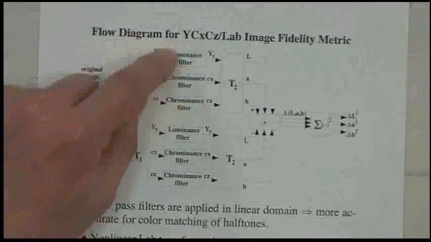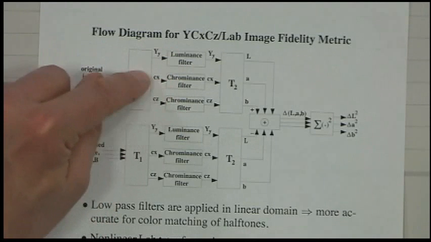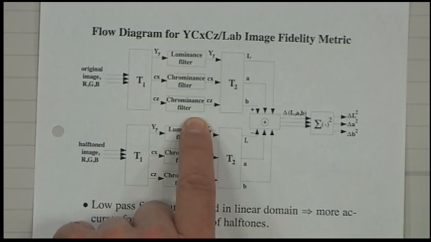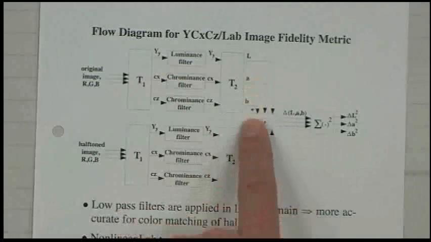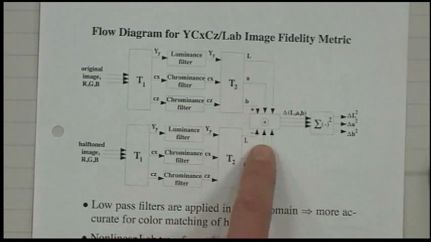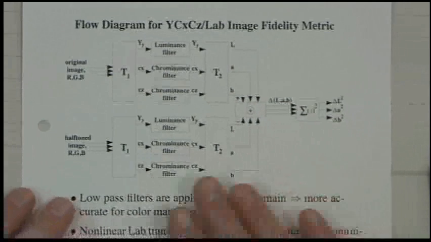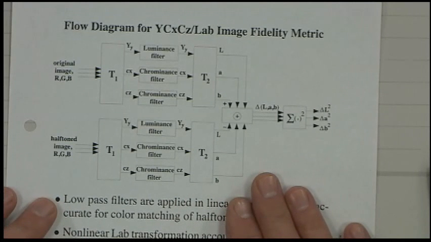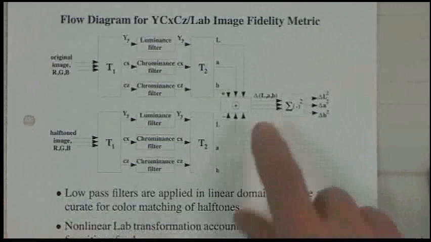Then you apply filters that are appropriately chosen for those. These are low-pass filters, and the low-pass filter for the Cx and the Cz coordinates has a lower cutoff frequency than the Y. Then you transform back, and you go to LAB. Now it's been appropriately filtered, and in the LAB space you subtract, you take the norm, and you average. This isn't perfect, but it will give you a much better result than if you just did the LAB directly. It'll give you a more accurate result by applying the filters in the linear domain than if you applied them in the LAB domain.